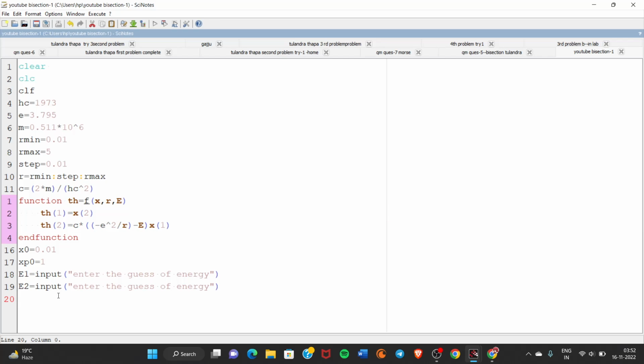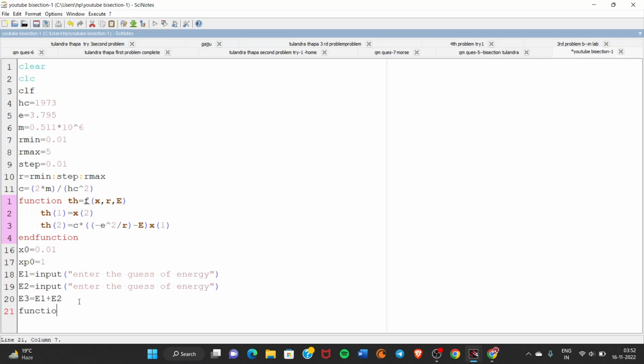So we have to just take two inputs, and now in the bisection method you know that we have a third variable E3, which is equal to (E1 plus E2) divided by 2, where E1 and E2 are the values of this. This is like A, this is like B, and this is like C. You all know the bisection method, it's a very easy method. So now we can define another function which is used for solving the ordinary differential equation.